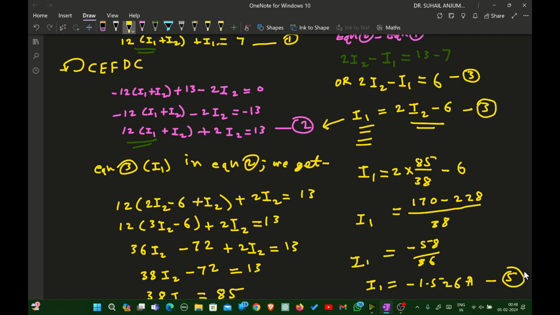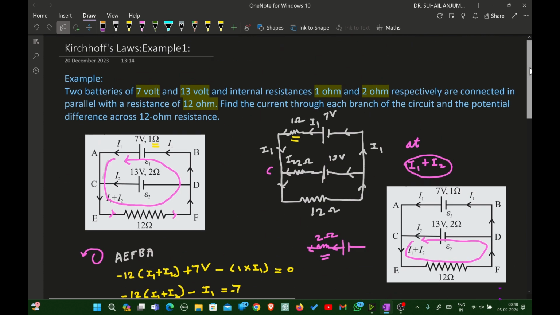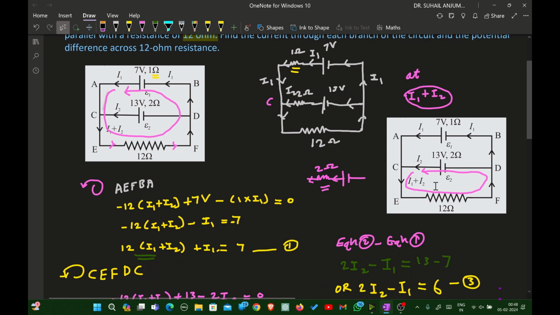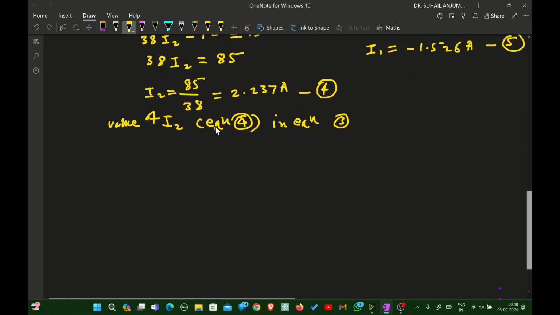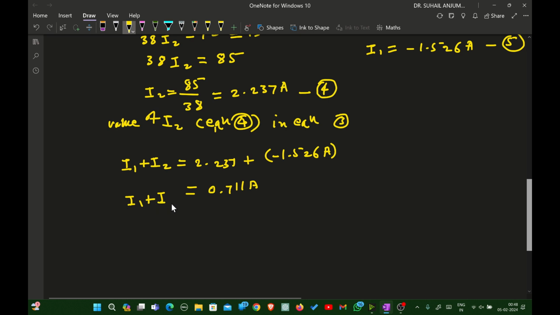Now, you can see this circuit again. What will be the current through this 12 ohm resistance? It is nothing but I1 plus I2. So we have to just add these two currents from equations 4 and 5. The total current flowing through this 12 ohm resistance is I1 plus I2 equal to 2.237 from equation number 4, plus minus 1.526 ampere. Now if you find this current, it comes out to be 0.711 ampere. So this is the current flowing through the 12 ohm resistance.